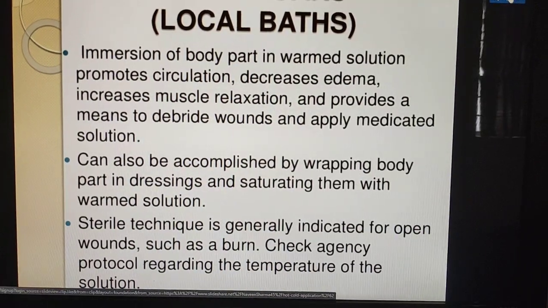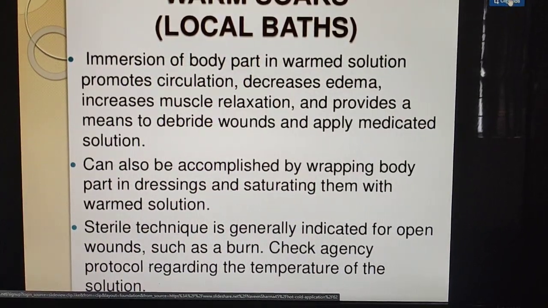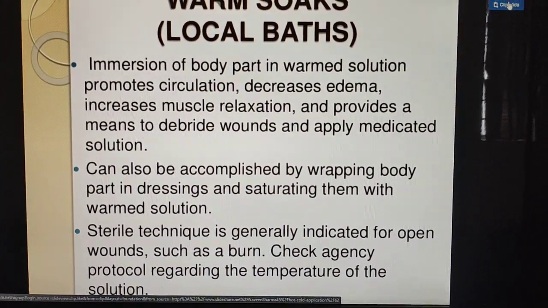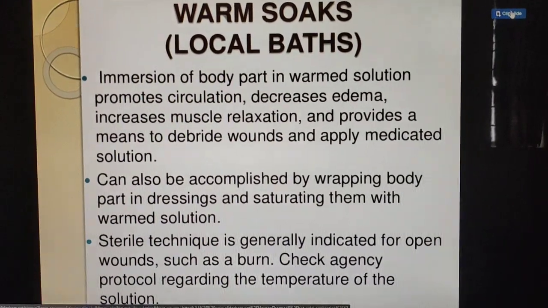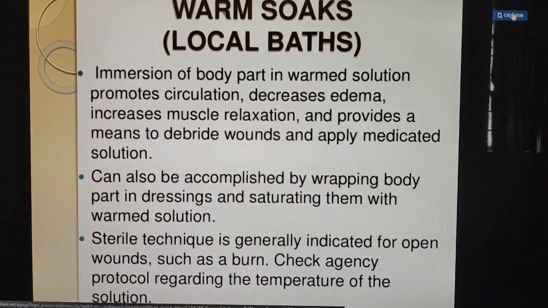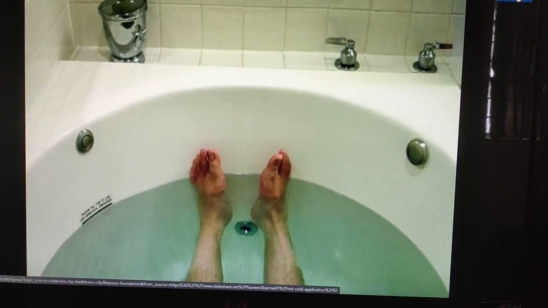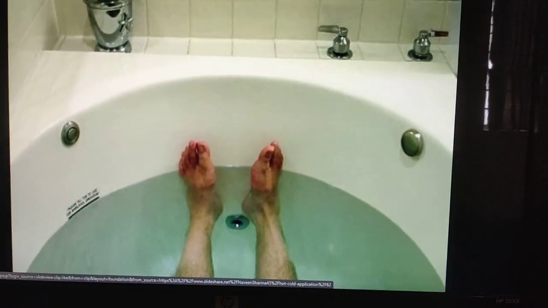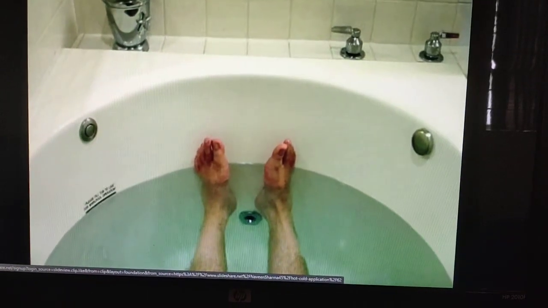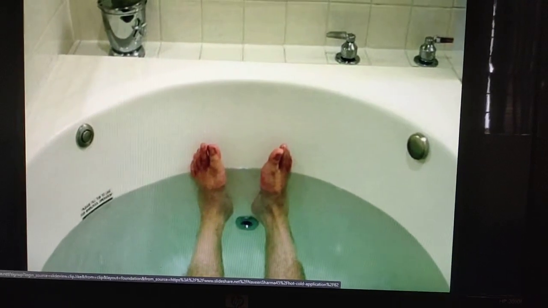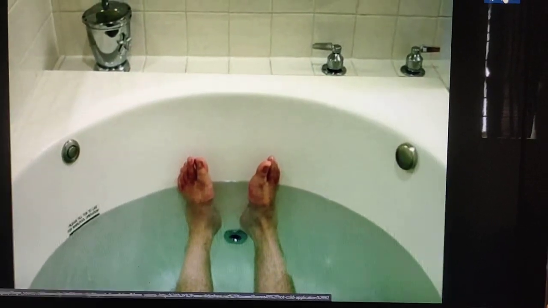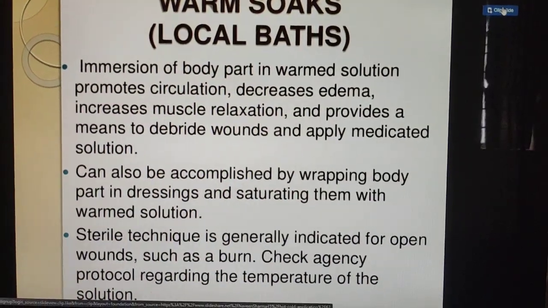Okay, and we can apply a medicated solution. We can use hot water along with some medications. We can use some Dettol or Savlon or any prescribed medication for this. So this is what we call immersing in hot water with some medicated water. We can immerse the whole body part, and that we call warm soaks or local bath.